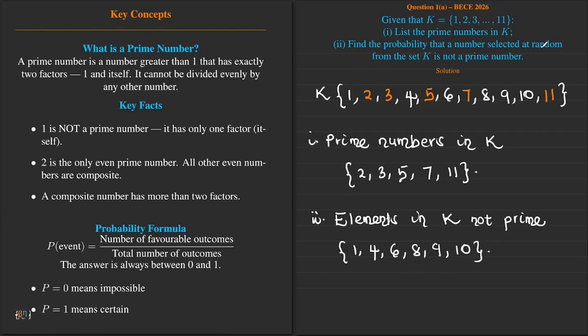And we actually want the probability. Remember the probability formula. It says the number of favorable outcomes, in this case those that are not prime, all over the total number of outcomes. In other words, the probability of an event is equal to the number of elements in the event all over the number of elements in the sample space.